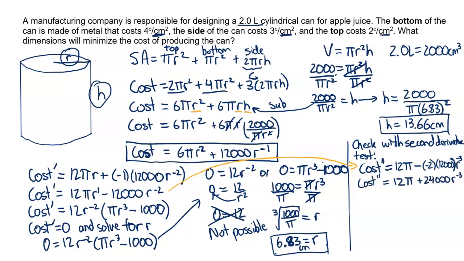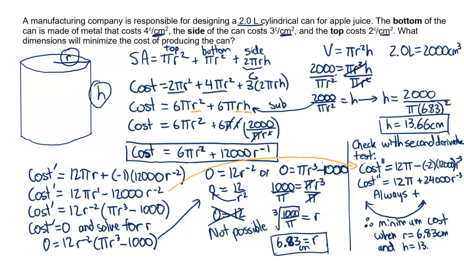You'll notice with this that this is always going to be positive. I can't solve any r value that's going to make this negative. And so because this is always positive, the second derivative test tells me that that's going to be concave up, and therefore it's a minimum. So it's going to be a minimum cost when r is equal to 6.83 centimeters and the height is equal to 13.66 centimeters. And we have optimized that cylindrical can to keep the cost as low as possible for our company.